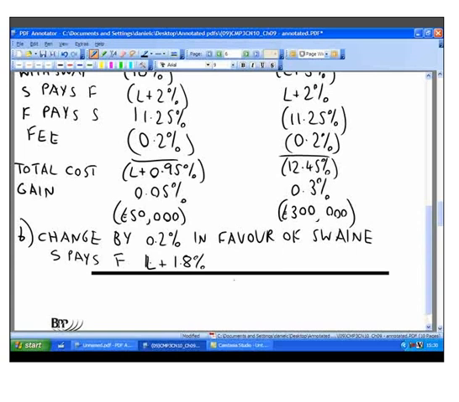Would Franco agree to this? Maybe not if they didn't have to, but even if they do agree to this, they'll still be 0.1% better off than they would be without the swap. So if it was a deal breaker, maybe they would.